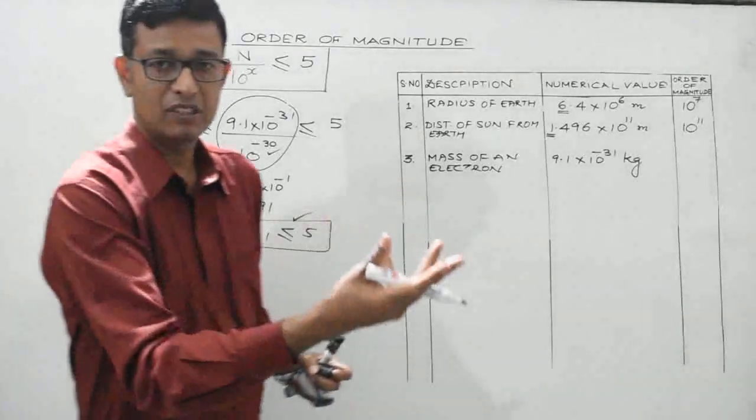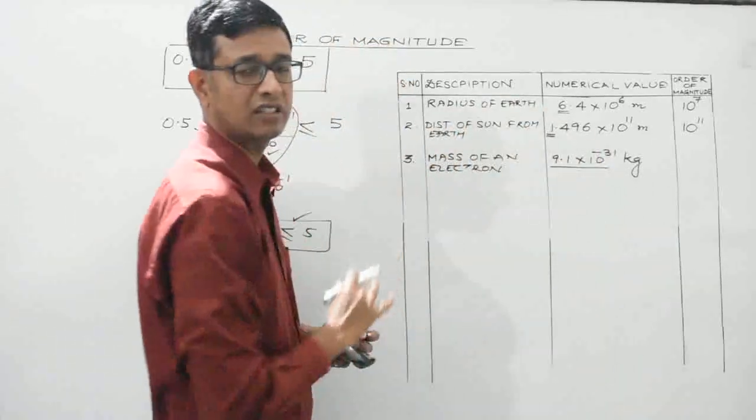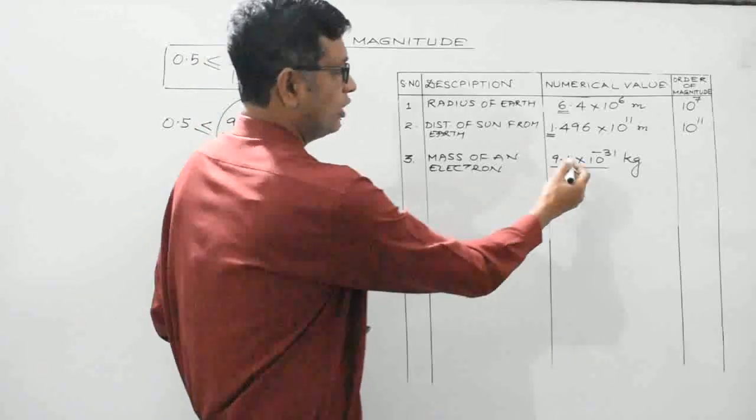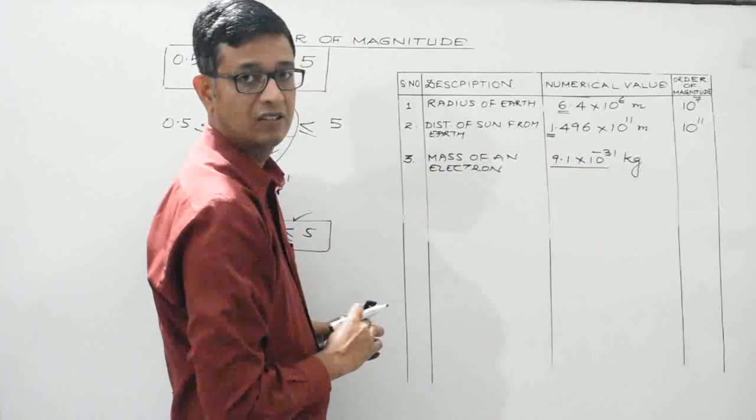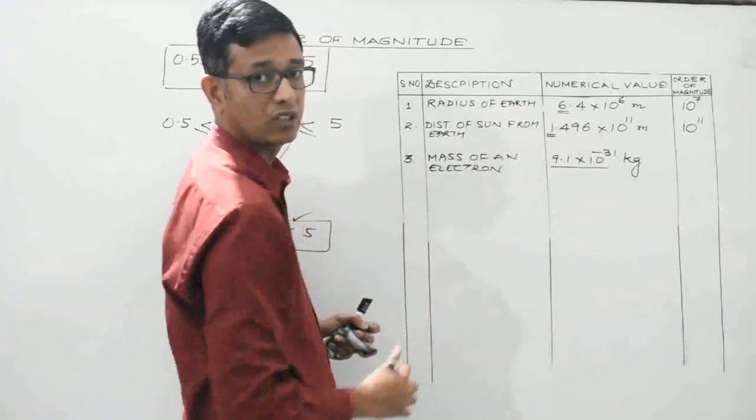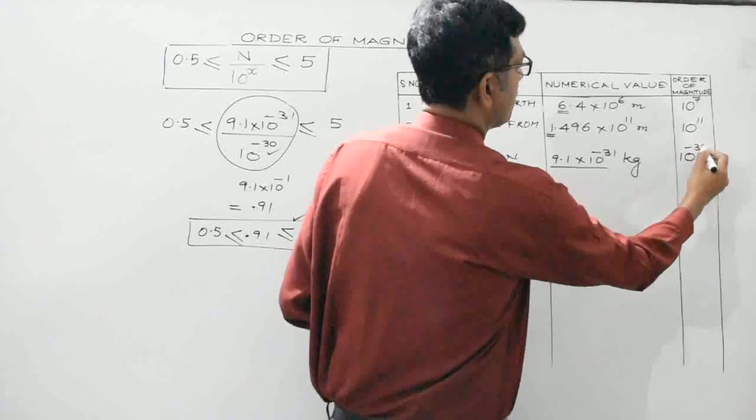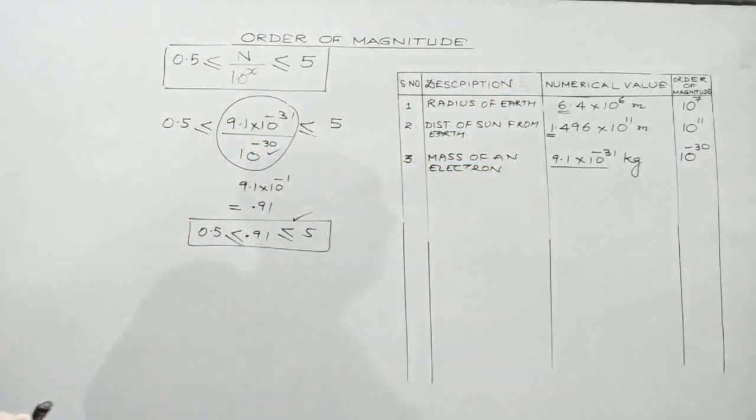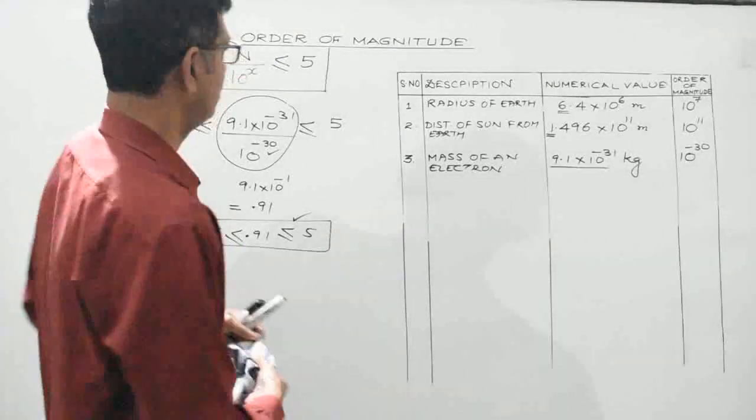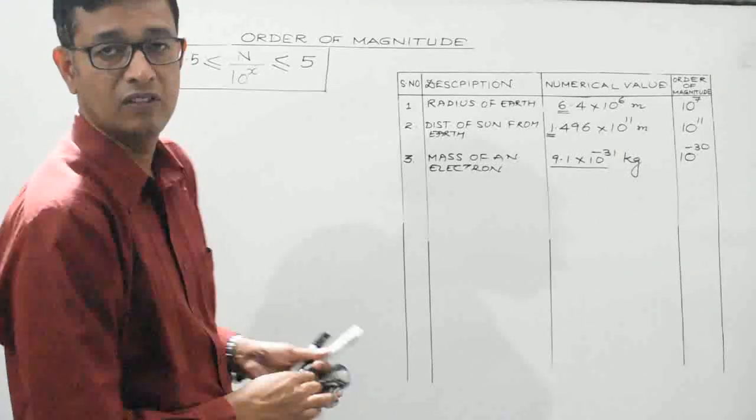You can do it by the other method as well, as I have told you. Now look, it is already in the standard form. The first digit is greater than 5, so the entire numerical value may be converted to 10. 9.1 may be written as 10. So 10 multiplied by 10 raised to minus 31 will give you 10 raised to minus 30. So the order of magnitude of the mass of an electron is 10 raised to power minus 30. So you can make use of either method, right? Let's discuss some other values as well.